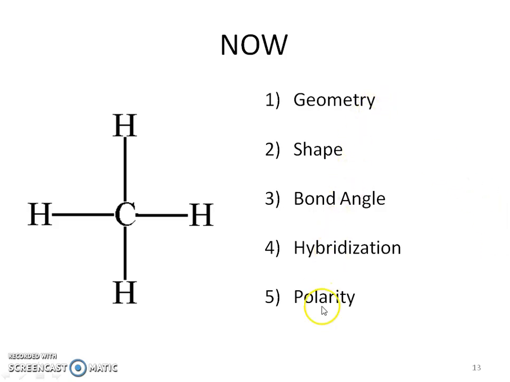So now let's answer these questions. Again, most of this should be simple. Geometry is based off of electron domains. There's 4 of them, so that's tetrahedral. The shape is out of those 4 electron domains, how many are bonds and how many are pairs of electrons. Well, here there's all 4 bonds, so that's also tetrahedral. Bond angle would be 109.5.